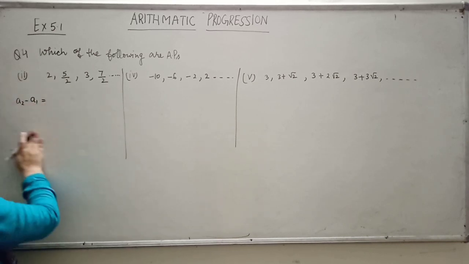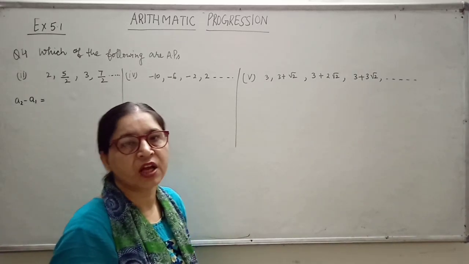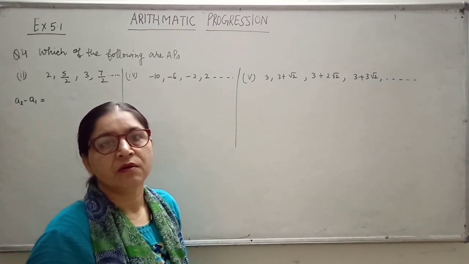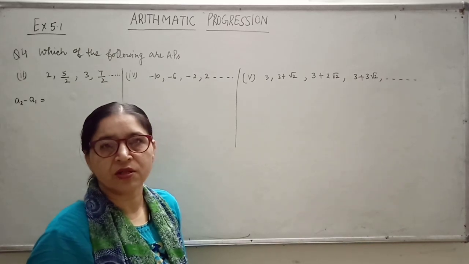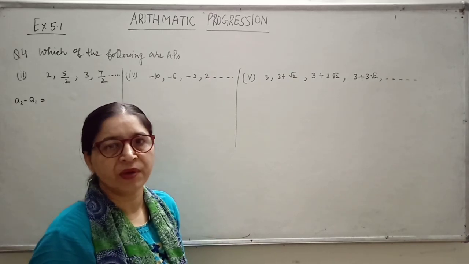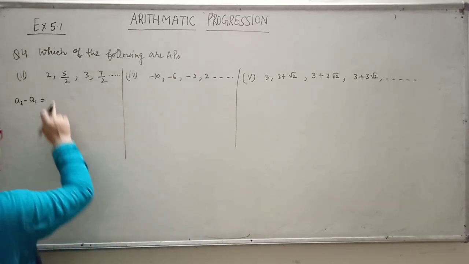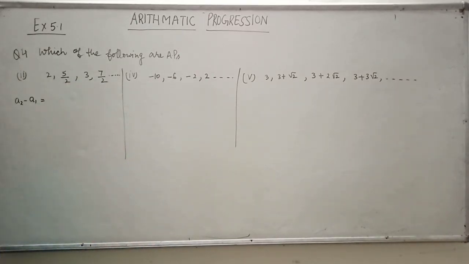Acha, when is a set of numbers said to be an AP? When the difference of its consecutive terms is the same. So let us check the differences of the consecutive terms. If it is the same, then obviously the given set of numbers will be an AP. Here we have been given 4 numbers in each case, so we will find out the differences. There will be 3 differences.